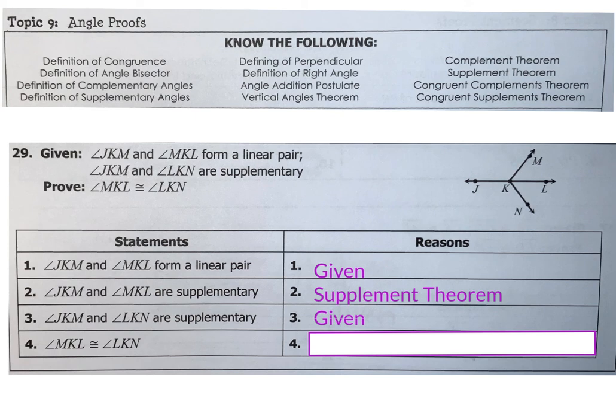The congruent supplements theorem. So if 2 angles are supplementary to the same angle, then they are congruent. That is what your congruent supplements theorem says. 2 angles are supplementary to the same angle. You can see that MKL and LKN were both supplementary to JKM. If they're supplementary to the same angle, then they must be congruent. That is your congruent supplements theorem.